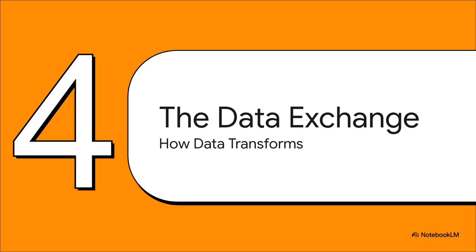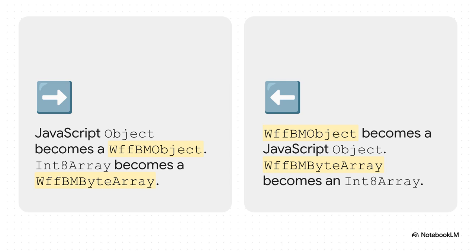So we've seen data go from the client to the server and back again. But what's really happening under the hood? I mean, how does a plain JavaScript object magically turn into a Java object? Well, this is where the framework really does some serious heavy lifting for you. This slide really shows off the magic of the automatic data conversion.